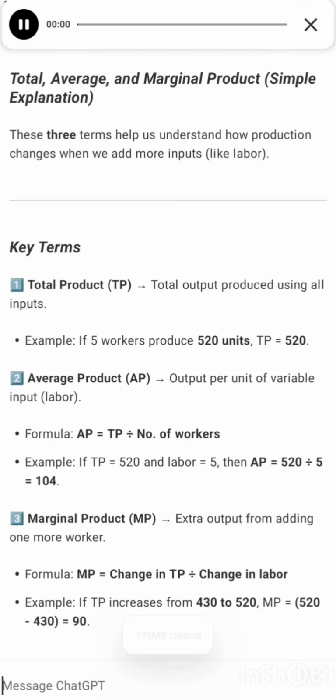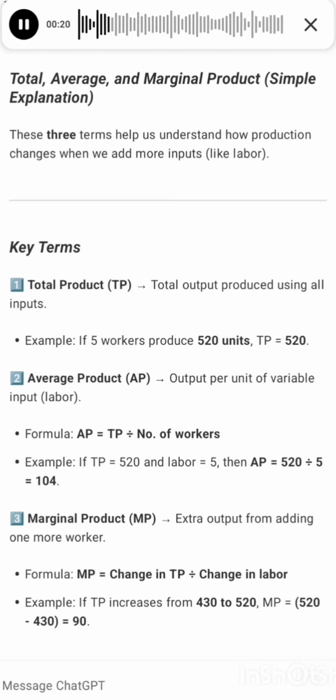Total, average, and marginal product, simple explanation. These three terms help us understand how production changes when we add more inputs, like labor. Key terms. 1. Total product, TP. Total output produced using all inputs. Example, if 5 workers produce 520 units.